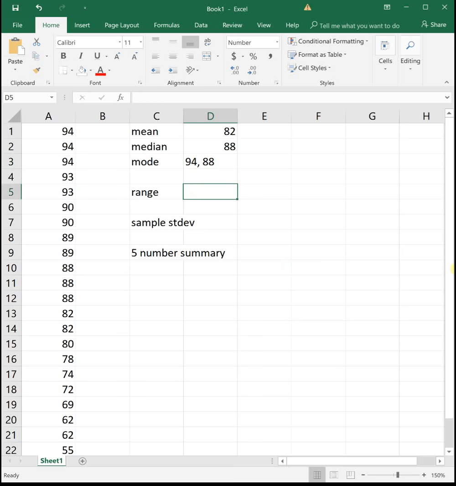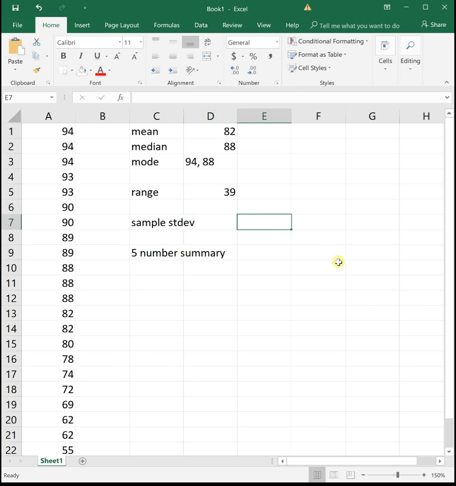Another measure of data is the range, and this tells us how far it is from the maximum to the minimum data point. And to find the range, we just do this by hand. If your data is sorted, it's pretty easy. We just do equals and then click on the maximum, which is up at the top, minus the minimum, which is down at the bottom. So our range of this data is 39.